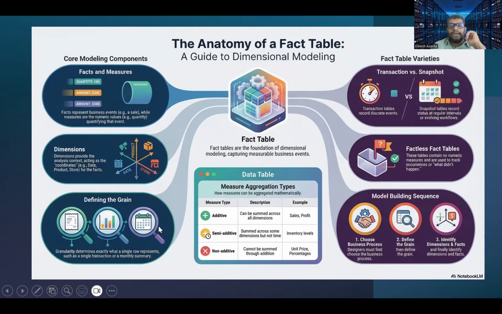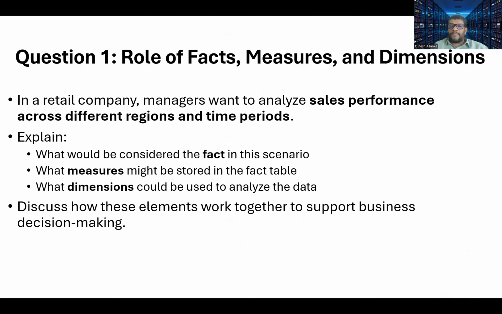Defining the grain is a very important factor when it comes to fact tables. Also there are 3 types of measures: additive, semi-additive and non-additive. And also we have the way of defining: first we identify the business process, then we define the grain, the granularity, and then we identify the dimensions and fact table. So we have a few questions for you.